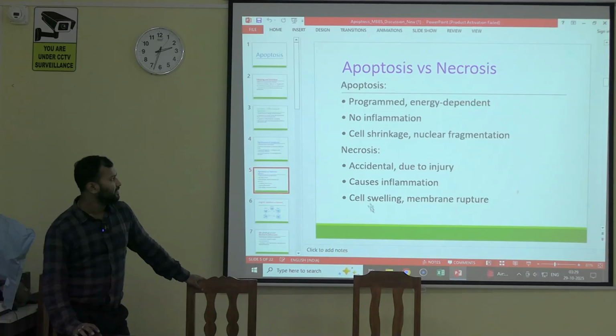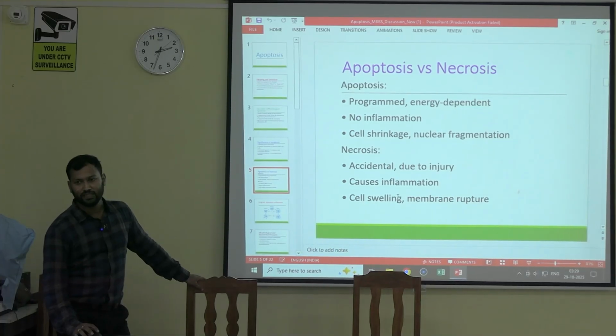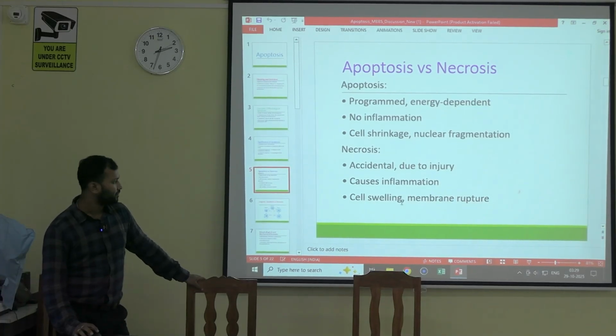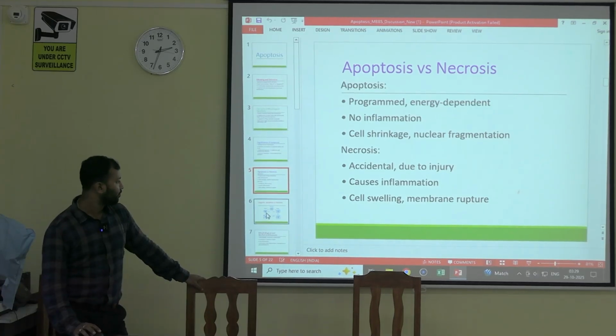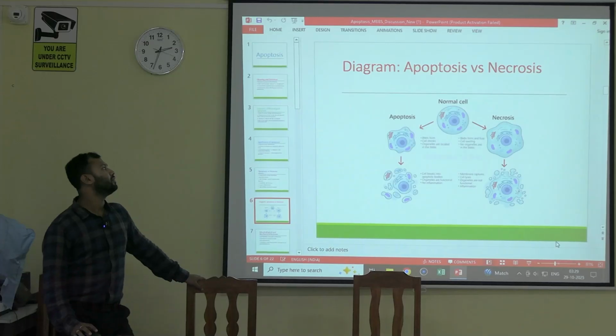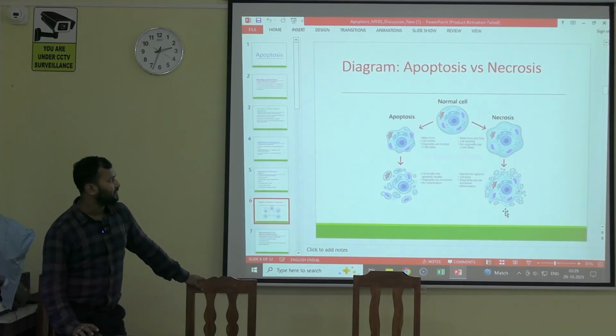In this case, it is just the opposite. There will be cell swelling and membrane rupture. The cell will swell, and due to pressure, the membrane will rupture, and thus the cells will get destroyed. So this is a simple diagram to differentiate between how necrosis occurs and how apoptosis occurs.